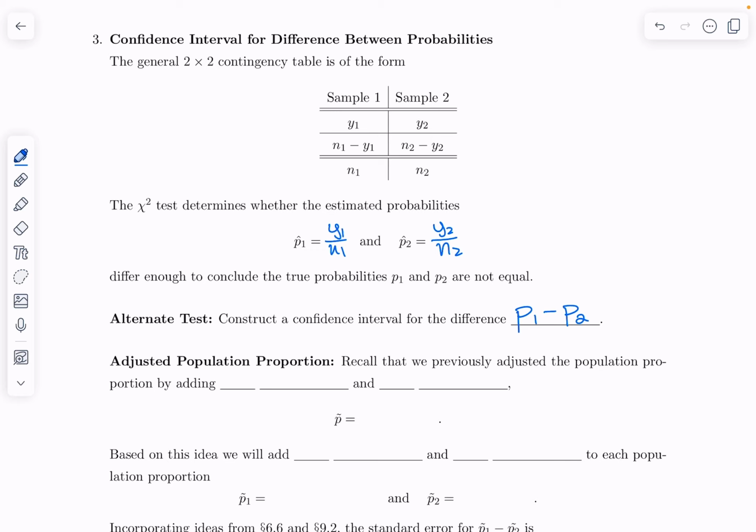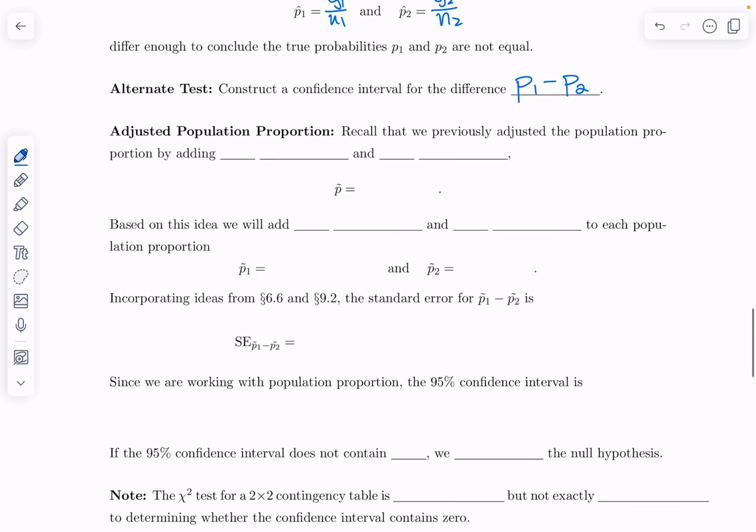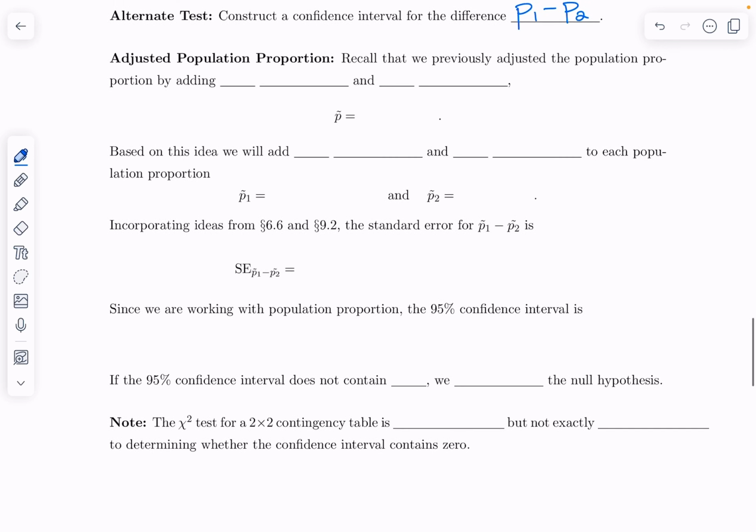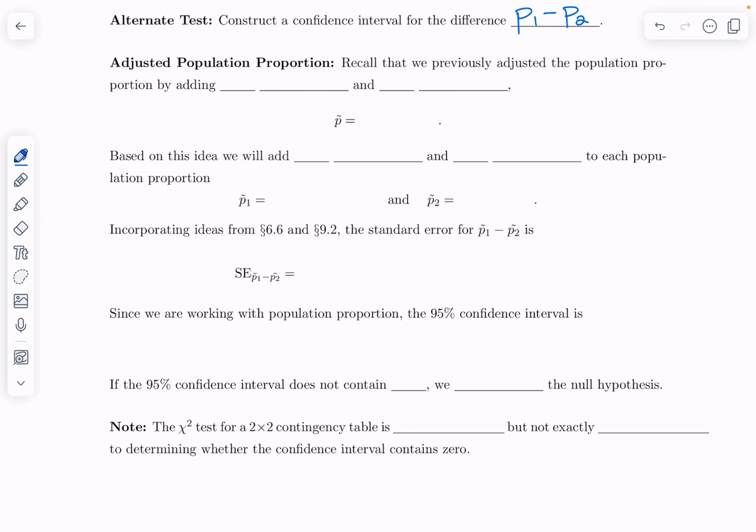Now, you see that I listed here p1 hat and p2 hat for simplicity, but you'll remember that we actually adjusted our population proportions using a Wilson adjusted population proportion formula. So I'm going to remind you that we previously adjusted the population proportion by adding 2 successes and 2 failures to our dichotomous population, so that p tilde, when I adjust it, is y, the number of individuals with that particular trait, plus 2, that additional that I'm adding with that trait, over the sample size n, plus 4 total individuals that I'm adding to the sample.